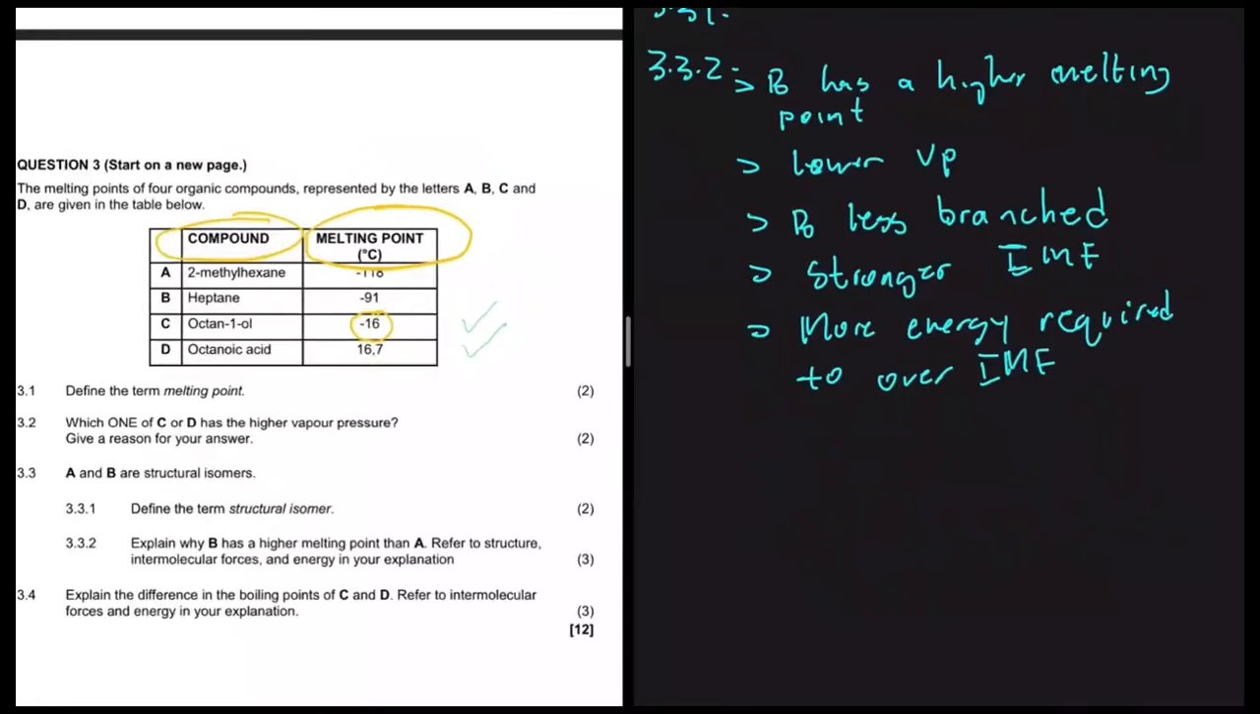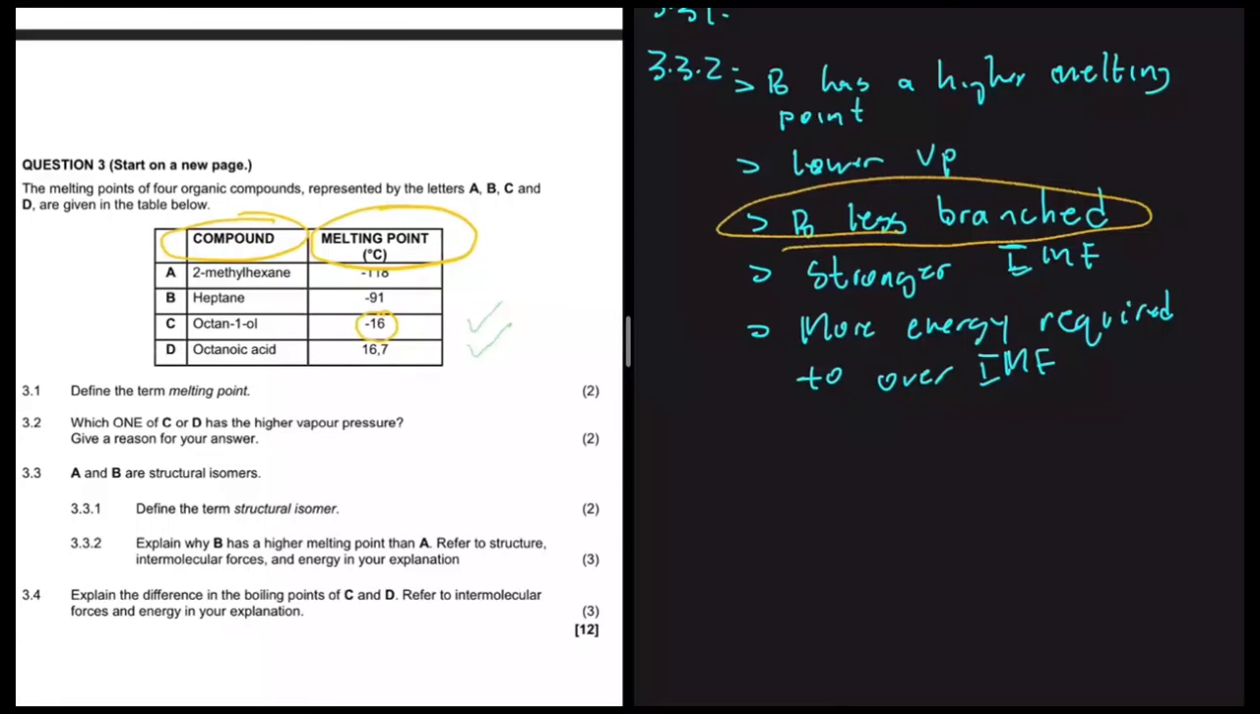Just to recap, we are comparing A and B. B has a higher melting point, so we know that it has lower vapor pressure. If it has lower vapor pressure, it has stronger IMF, and if it has stronger IMF, then it requires more energy to overcome the intermolecular forces, right? But then what's the difference between A and B? The only difference between A and B is that B is less branched. So this tells us that if you have two structural isomers, the one that is less branched will always have a higher melting point versus the one that is more branched.